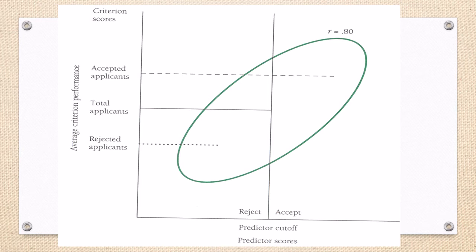Say our acceptable criterion performance is that of that average level, the solid line in the middle, where it says total applicants. If that's the case, we're going to have some individuals who get a predictor score that is above the cutoff, yet they will not be a success in performance on the job. And likewise, we have some people who are lower on the predictor value than the cutoff, and they have performance above the acceptable performance.